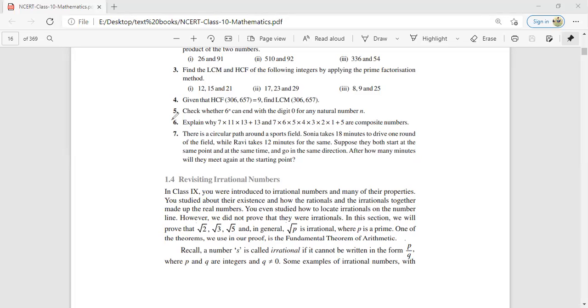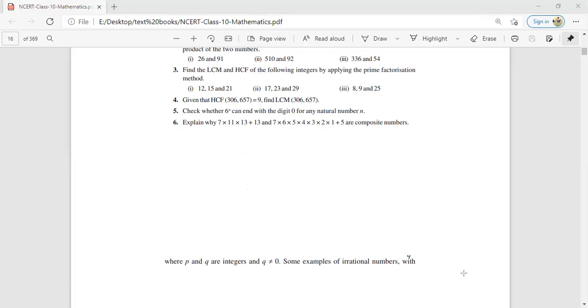Question number 5 is different from all other questions, so we will discuss it at last. First, we will do question number 6 and 7. Then we will come back to question number 5. Okay. So question number 6. Explain why they are composite numbers. It is based on the concept of composite number that I told you. So we have to show that they are composite numbers. So how will we show it?